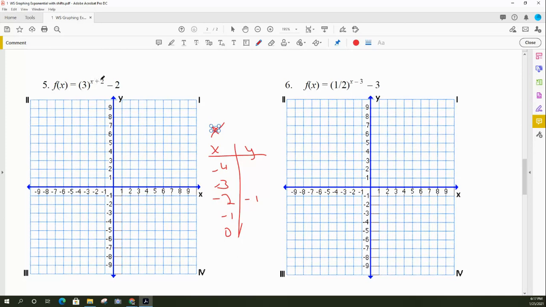Plug in -1, you get 3 to the first, which is 3. 3 minus 2 is +1. Plug in 0, you get 3 squared, which is 9. 9 minus 2 is 7. All right, plug in -3, you get 1/3.